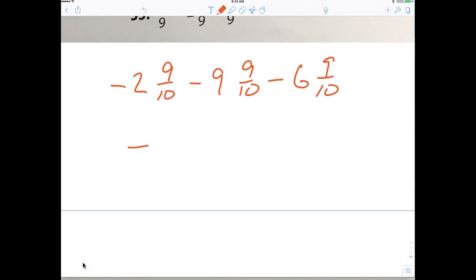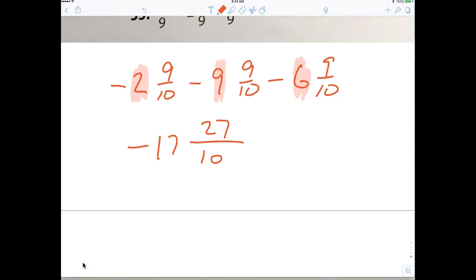So write negative. Now what you do is you count the whole numbers. So you would be counting what? 2, 9, and 6. And what's that? Yes. So I've got -17 to start out. Now I'm adding tenths. I have 27 tenths. Beautiful.